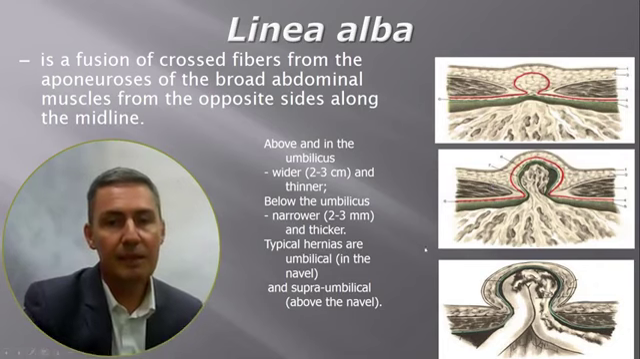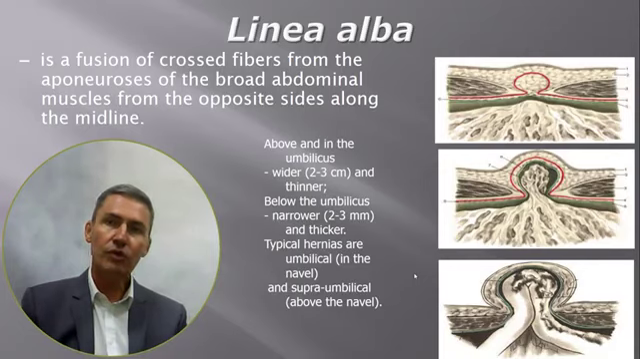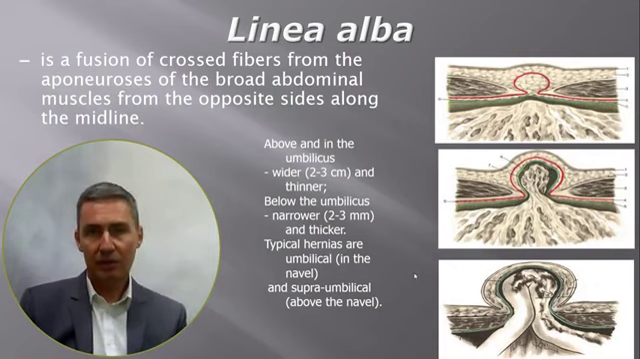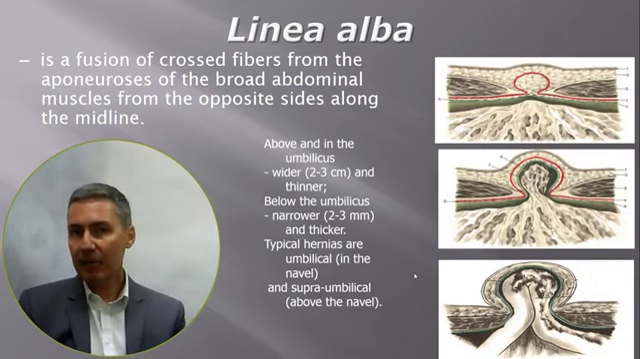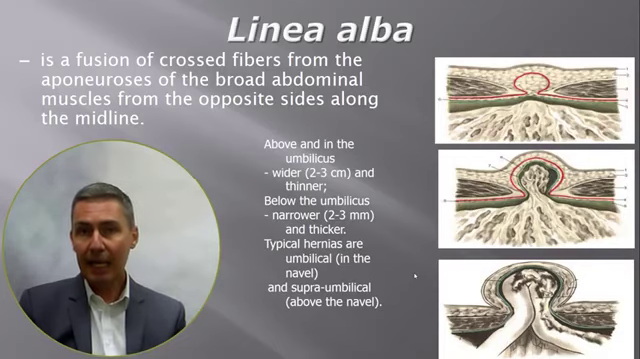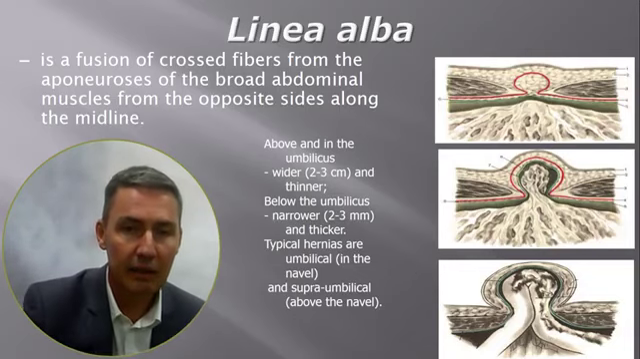Linea alba is a place where the vessels and nerves are practically absent. That's why it is the most common place for surgical approaches to organs of the abdominal cavity. At the same time, because vessels and nerves are practically absent here, the healing of this place will not be as fast as in regions where the vessels and nerves are more developed. That's why in this region, after surgery, a postoperative hernia can occur as well.